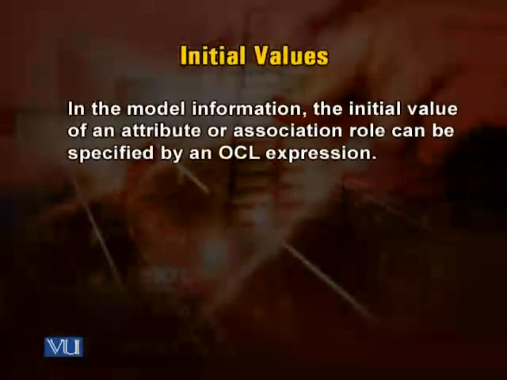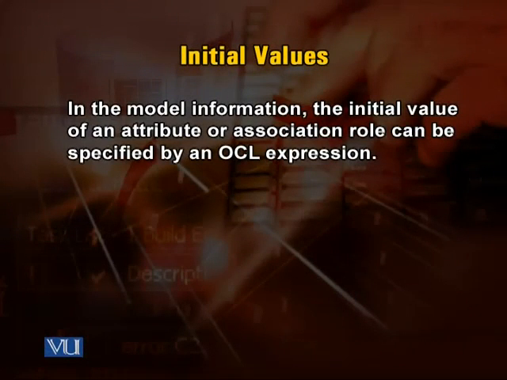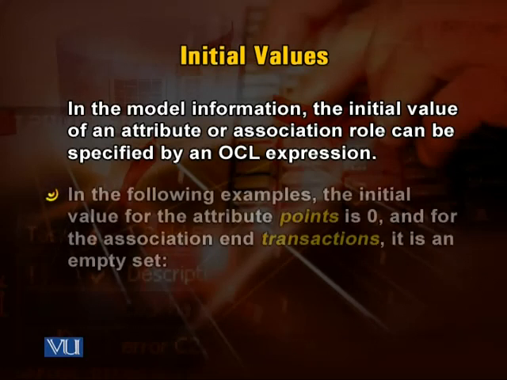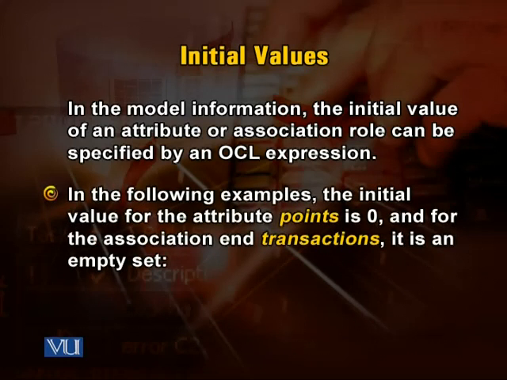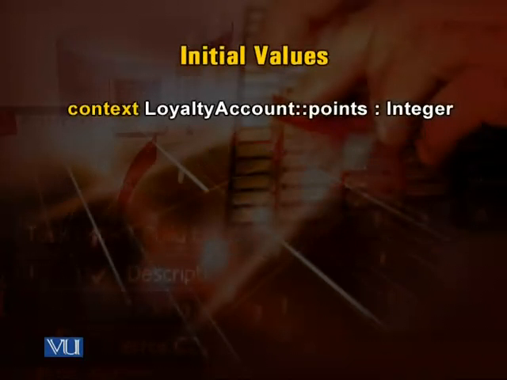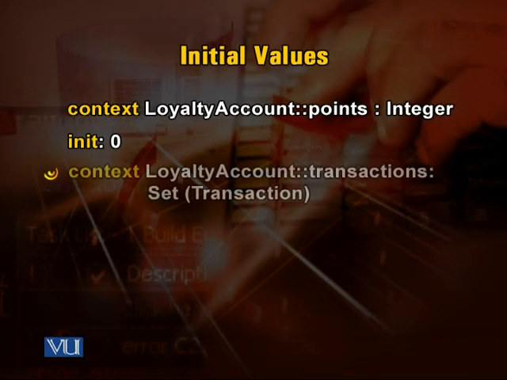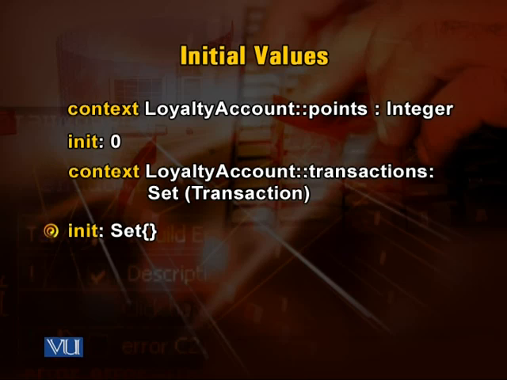In the model information, the initial value of an attribute or association role can be specified by an OCL expression. Here is this example. The initial value for the attribute points is 0, and the association end transaction, it is an empty set. So we have the context loyalty account points integer, init is equal to 0, and loyalty account transaction set transaction init set empty set.